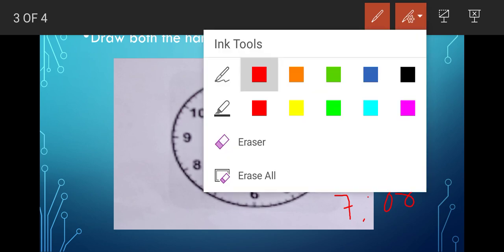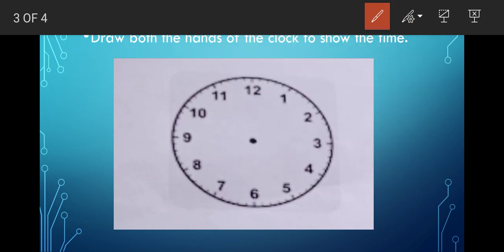If the question is asked to draw both the hands of the clock to show the time 4 o'clock, what will you do? 4 o'clock means you will draw the smaller hand at 4 and the longer hand at 12. Okay, you should draw straight lines. Okay, and you should give arrows also. Okay, arrows also you have to put. Understand, children? So that is it.